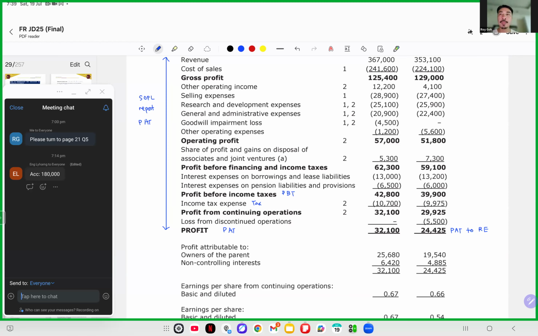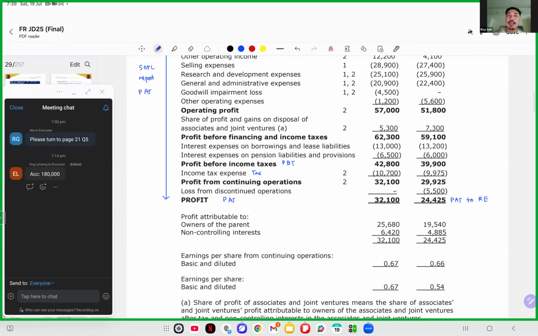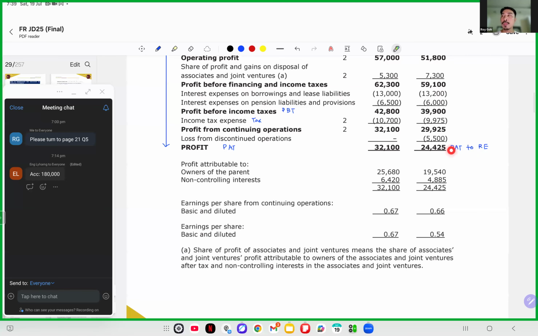So which one comes first? I am an accountant. I'm not a scientist. Scientists can tell you whether the chicken comes first or the egg comes first. But if there's no chicken, where's the egg from? I don't know, because scientists answer that question. I'm an accountant. I answer you, PAT comes first. Then the retained earnings will come. So this is the difference, right? Okay, finish it.